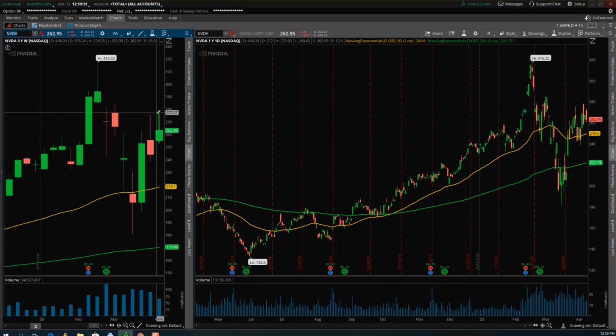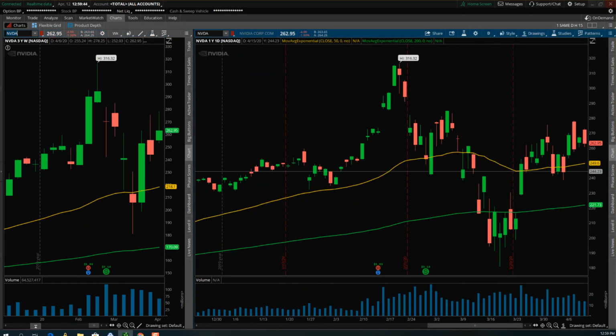Top wicks more, and then just kind of not really a topping pattern, but I'm not really convinced that this is extremely bullish either. So I would be cautious on the long side for this one. It did break the downward trend line.